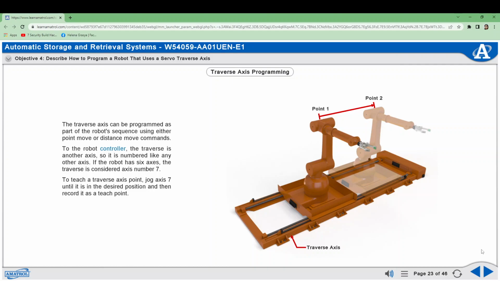When the traverse axis point is recorded, the controller stores the current positions of the other axes as part of this same point. A point move or P-move command can then be placed in the program to move the robot on the traverse axis to the designated point.